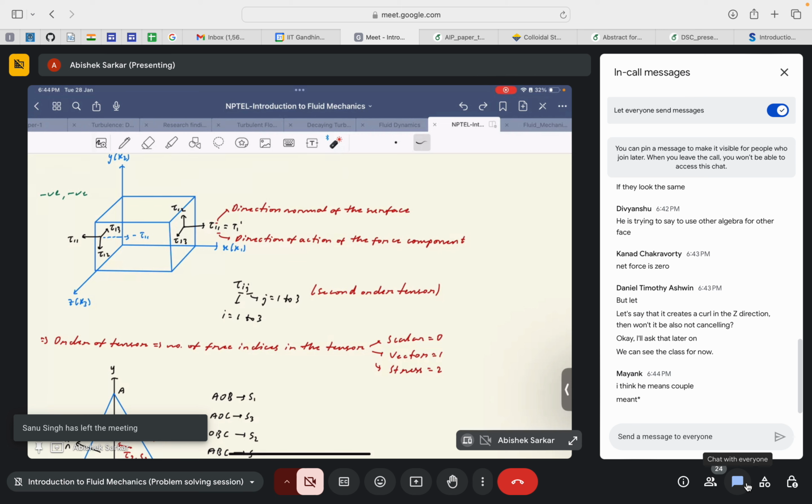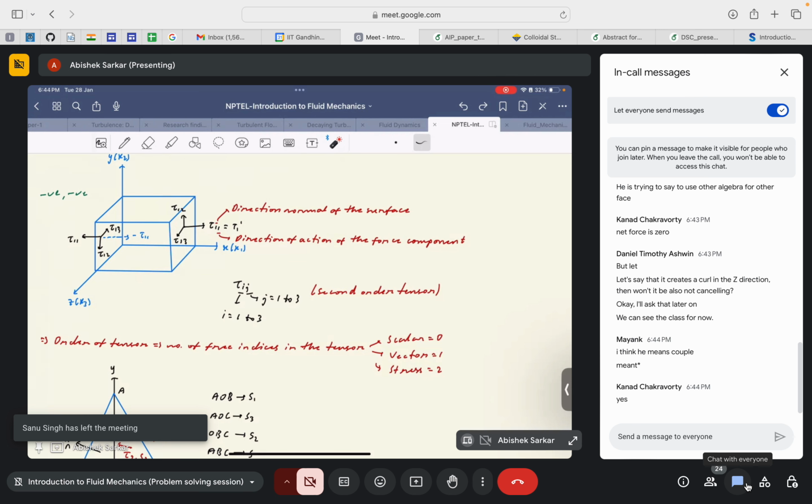I think he meant couple. Yeah, exactly. So as you will see, there is an assumption taken by Professor Chakraborty while deriving the Cauchy's theorem that there is no body couple in the fluid element. So that in that case, this becomes relevant. Otherwise, we have to again modify our equations accordingly, right?